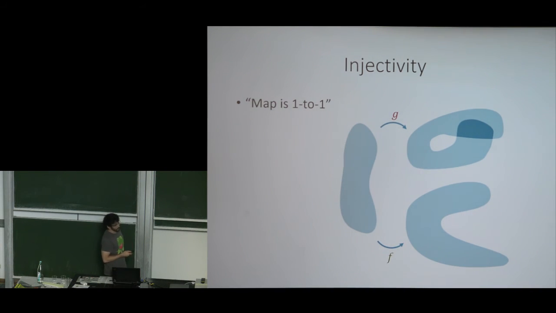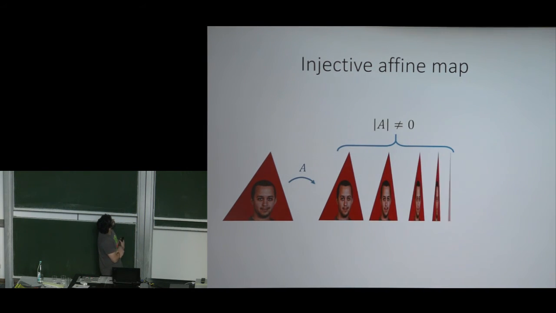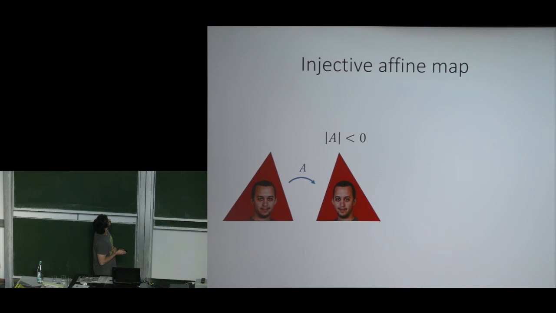So let's see what we can say about injectivity of mappings. If we take this triangle with this handsome fellow in it, and we try to map it affinely, as long as the determinant of this mapping is non-zero, we may skew the triangle and squish it, but this mapping is still injective. Only when the mapping becomes singular, or the determinant becomes zero, is this mapping non-injective. And even when the determinant goes negative, this is simply a flip of the triangle, or we're reversing its orientation, but still this mapping is injective.